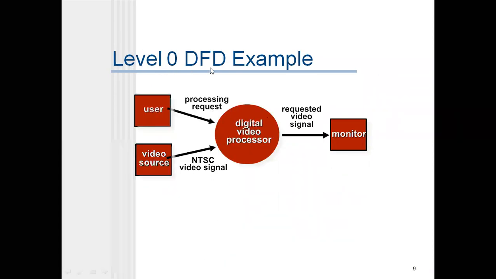So, a level 0 DFD example. We have already discussed that there are three levels in DFD representations: level 0, level 1, level 2. In this level, suppose we see the level 0 DFD example, how it will look. Here first is a digital video process. The user is sending some information to add more videos.